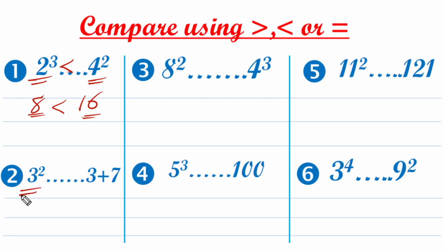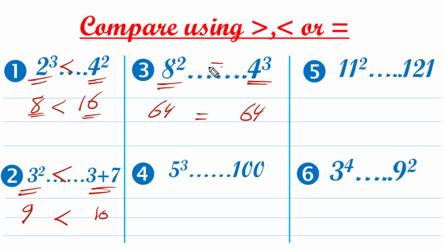2 squared plus 3 squared equals 9 plus 7... 3 squared equals 9. 3 plus 7 equals 10. 9 is less than 10. Now the left hand side is less than the right hand side. 8 squared means 8 times 8 equals 64. We studied before the cube of 4 equals 64. It will be the same.